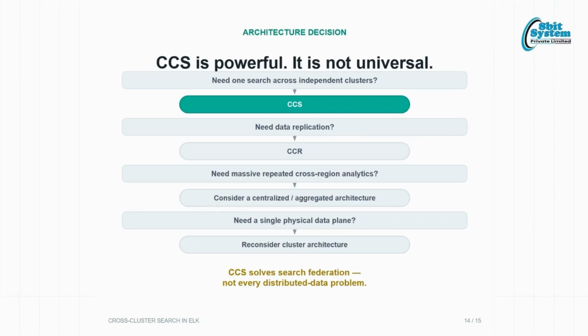CCS is powerful, but it isn't universal. Need one search across independent clusters? Use CCS. Need data replication? Think CCR. Need massive repeated cross-region analytics? A centralized or aggregated architecture may be better. The key is choosing the architecture for the workload, not forcing every problem into CCS.